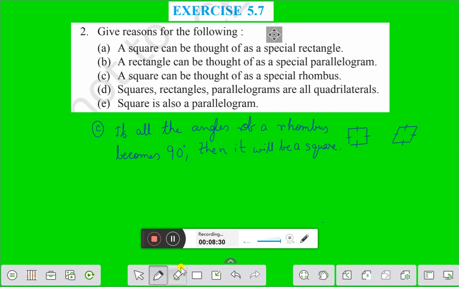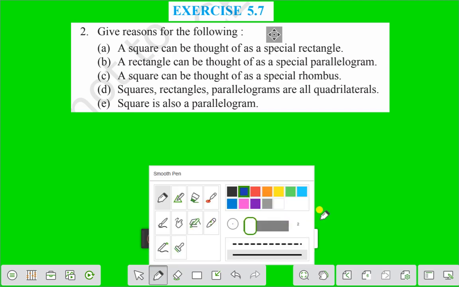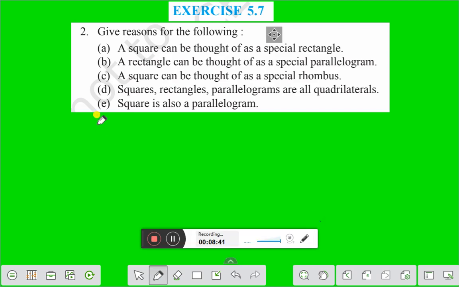Now question number D. Squares, rectangles, parallelograms are all quadrilaterals. Right? Squares, rectangles and parallelograms are all quadrilaterals. Quadrilaterals are all four-sided polygons.